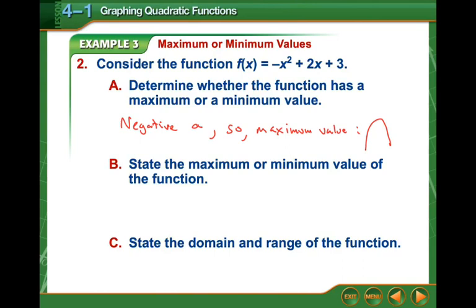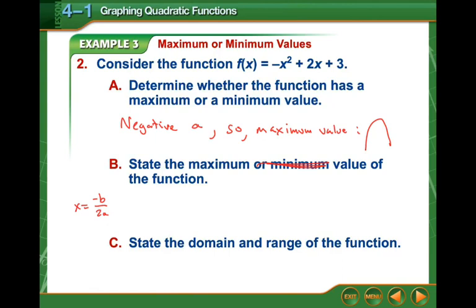So part B, state the maximum or minimum value. We know, again, it is a maximum value, so we can ignore that part of the function. And again here, if you remember what you just did to find the x-coordinate for the vertex, or the x-equation for the axis of symmetry, you use this equation, x equals the opposite of b over 2a, right? So that can get us our x value, then we can plug that in and find our y value. And that'll give us our vertex then.